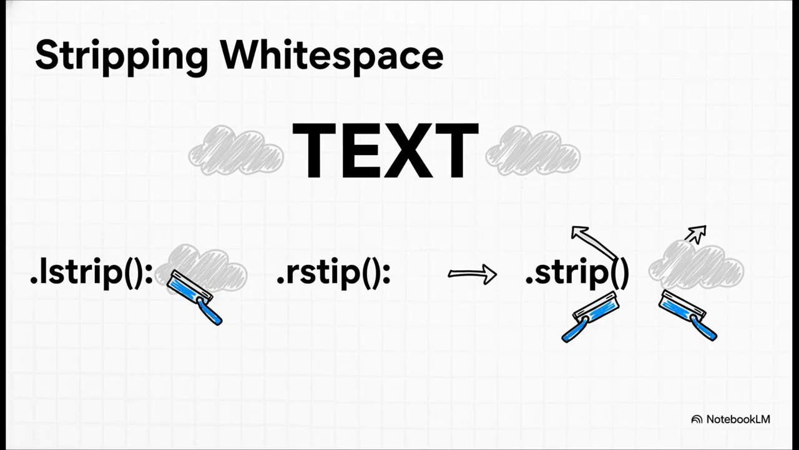And what's great is you have even more control. If you only want to clean up the beginning of the text, you can use .lstrip for left strip. If you only need to clean the end, there's .rstrip for right strip. But honestly, most of the time, .strip, which handles both sides at once, is going to be your go-to polisher.